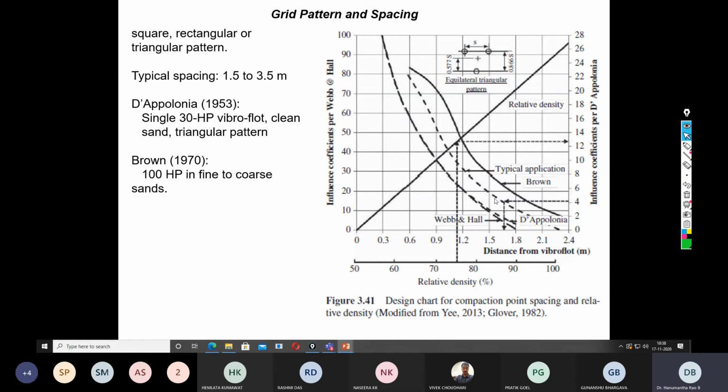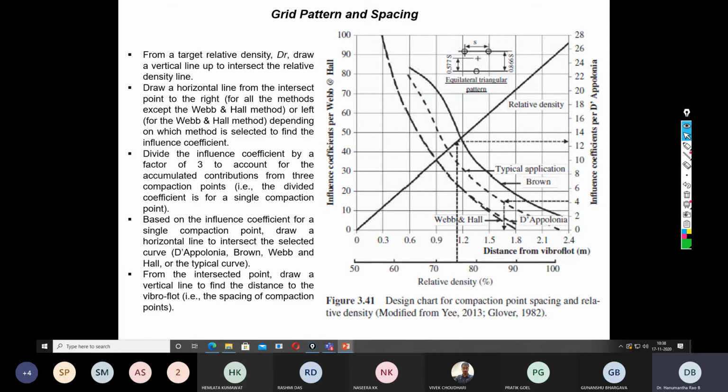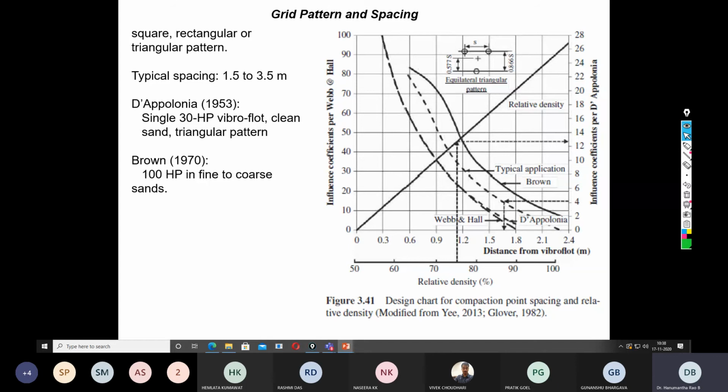How to use this design chart? I have some demonstration. Another important thing is this design chart is valid only for the triangular pattern as shown here. S is the spacing between two probe locations. This is an equilateral triangular pattern. So we can go for square, rectangular, or triangular patterns. Typical spacing is 1.5 to 3.5 meters.